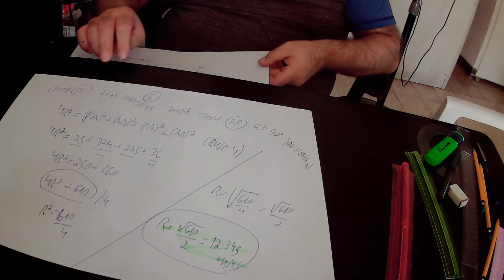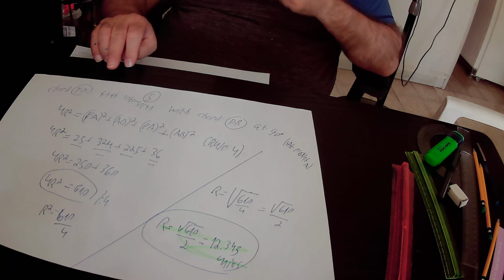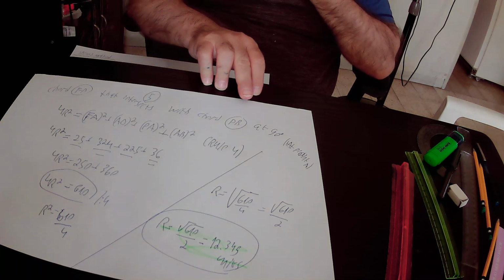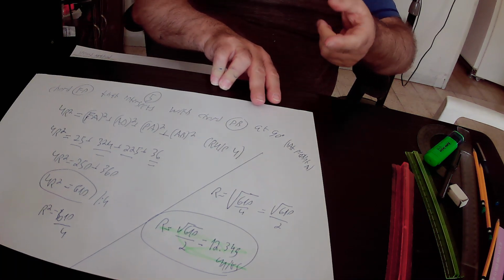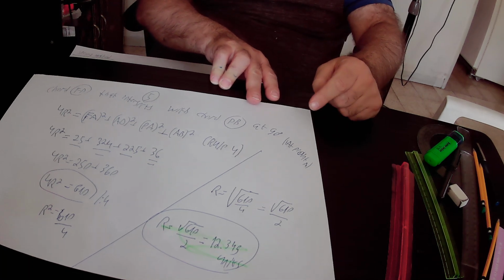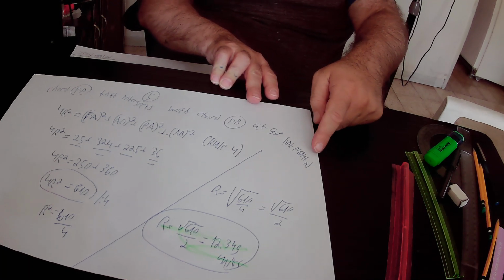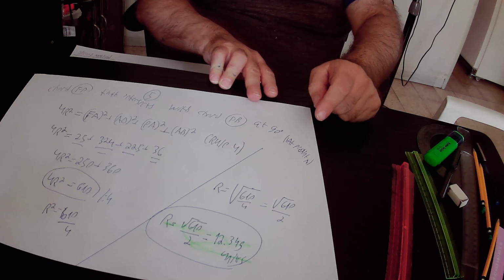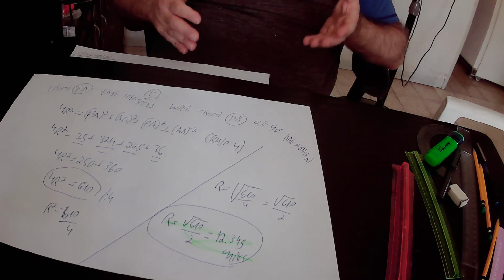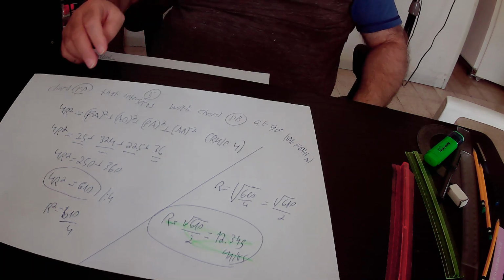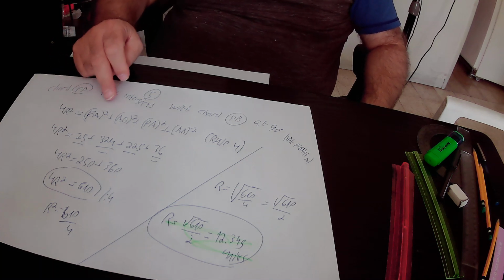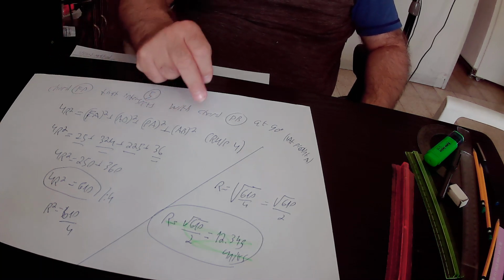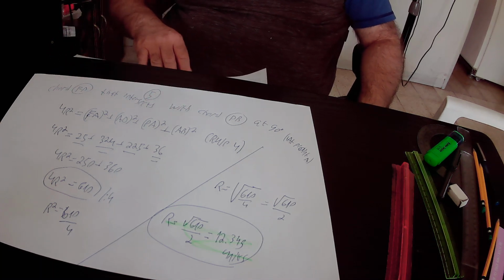Because chord FD intersects with chord PB at 90 degrees, that is to say they are perpendicular to each other, with the intersection point at point A, you can implement rule number 4. According to rule number 4, we get that 4R squared equals FA squared plus AD squared plus PA squared plus AB squared. Okay?